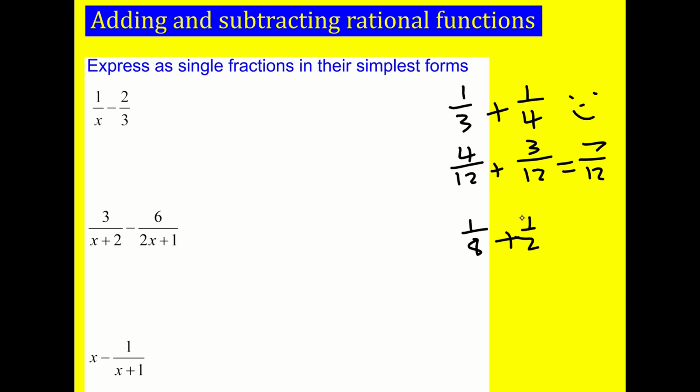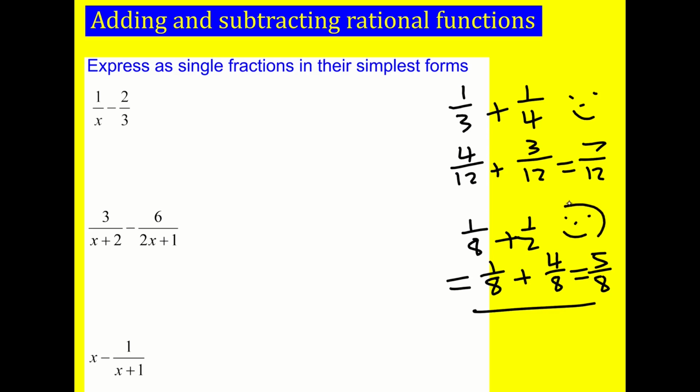Brilliant. However, what if we had something like 1 over 8 plus a half? Now you could do the same method we just did, but much better to look for the lowest common multiple. Whilst the lowest common multiple of 3 and 4 is 12, the lowest common multiple for 8 and 2 is 8. So keep that 1 over 8 the same, and then just change the half to 4 over 8. And then we get 5 over 8. This is going to be really, really important later on. So make sure you've got your head around that. Hopefully when you got taught fractions, you got taught to do that, not just to basically multiply the denominators together. This is a better method.